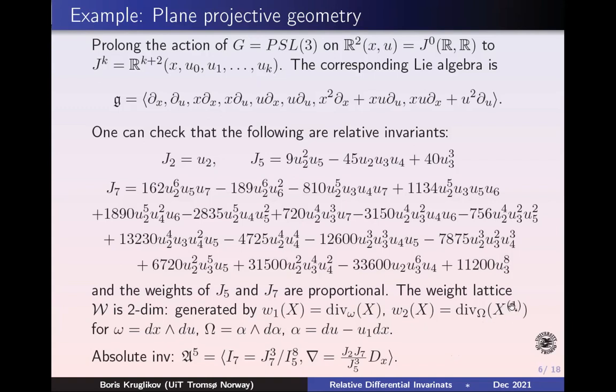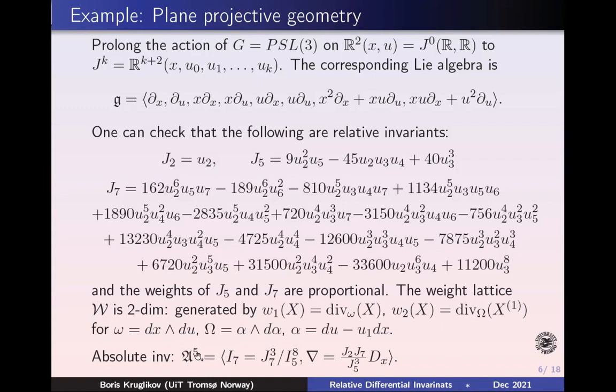So X becomes a vector field in 3-dimensional space. Alpha wedge d alpha is a volume form in this three-dimensional space, and W2 is the corresponding divergence. So these two form a basis of the weight lattice. Okay, and then from those relative invariants, we can get actually all absolute differential invariants.